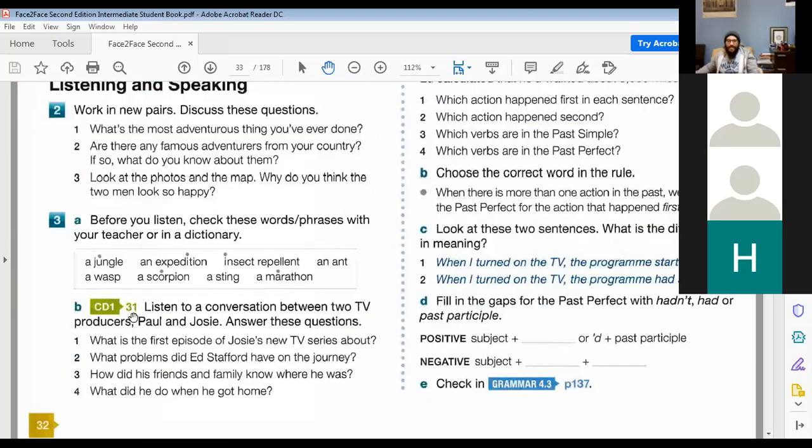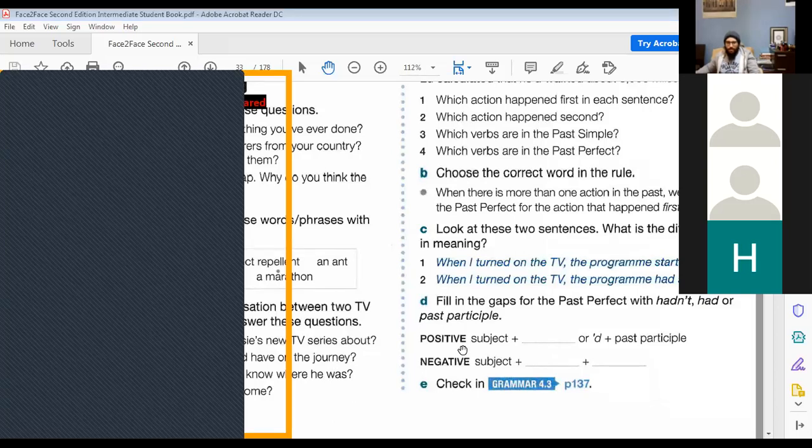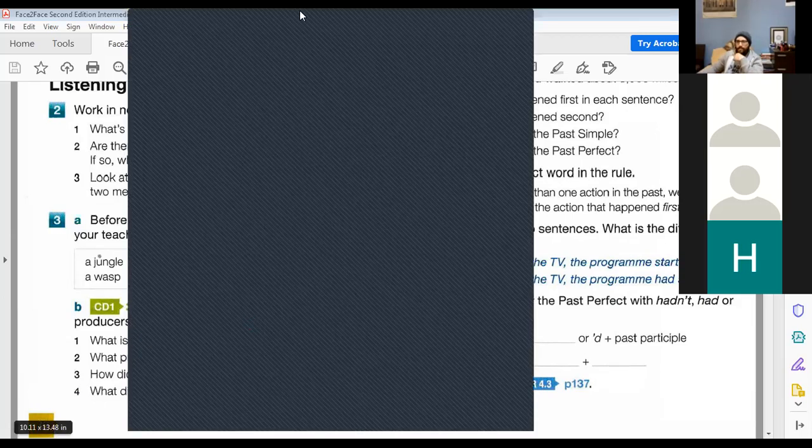Okay, so now let's listen to this conversation, and let's find out a little bit about this man. Let's see what he did and what happened. So let me take you to track 31. Okay, so this is track 31. Yes.